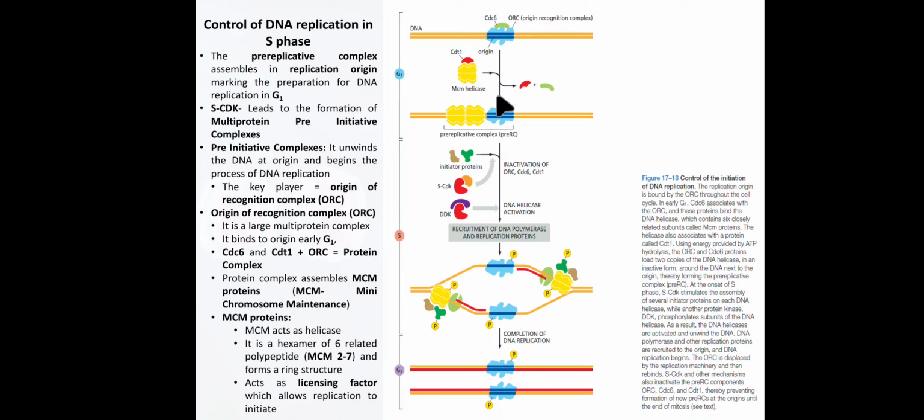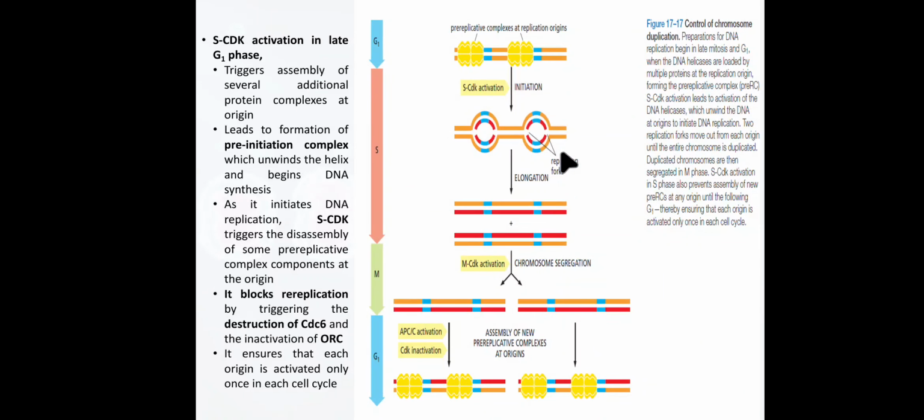This protein complex assembles with the MCM protein, that is mini chromosome maintenance, which acts as a helicase. It is a hexamer of 6 related polypeptides, that is MCM2 to 7, and forms a ring structure. It acts as a licensing factor which allows replication to initiate.